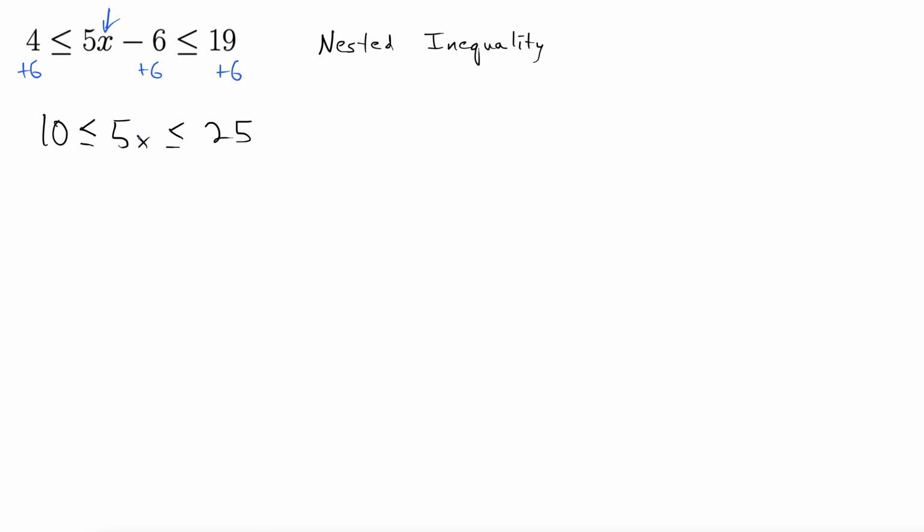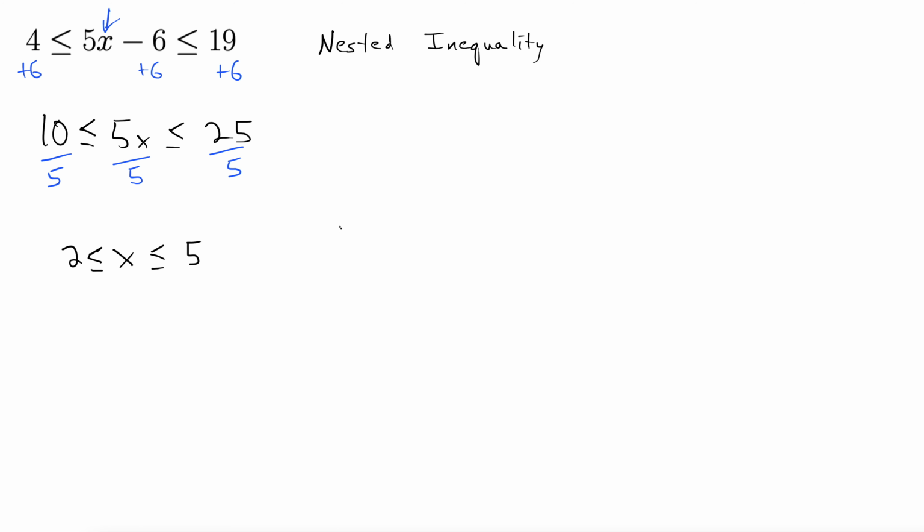Okay, and now we still want to get x by itself, so I'm going to divide all 3 sides in this case by 5. That gives us 2 less than or equal to x less than or equal to 5. And so that's our solution, though we want to represent these in either graph notation or interval notation.